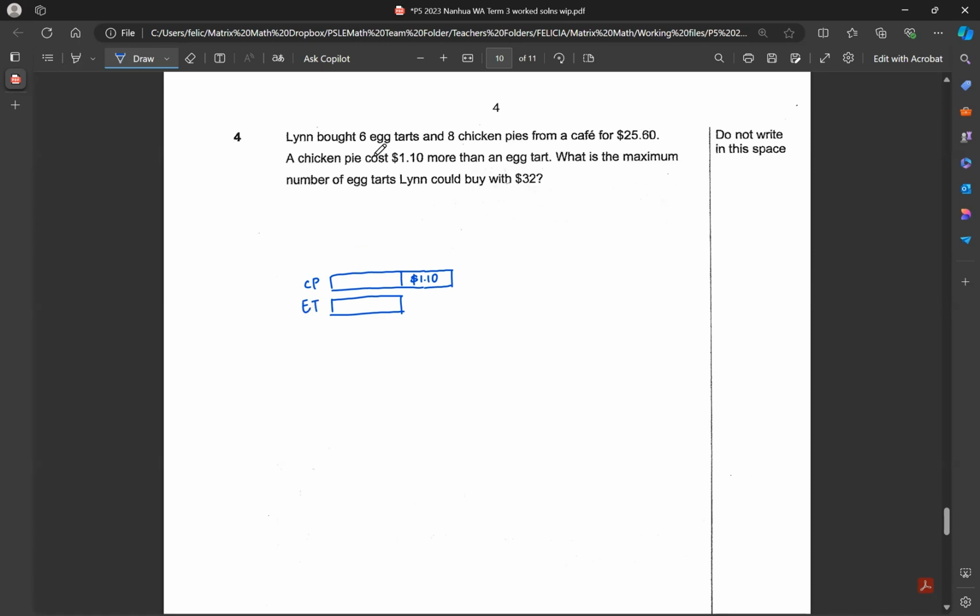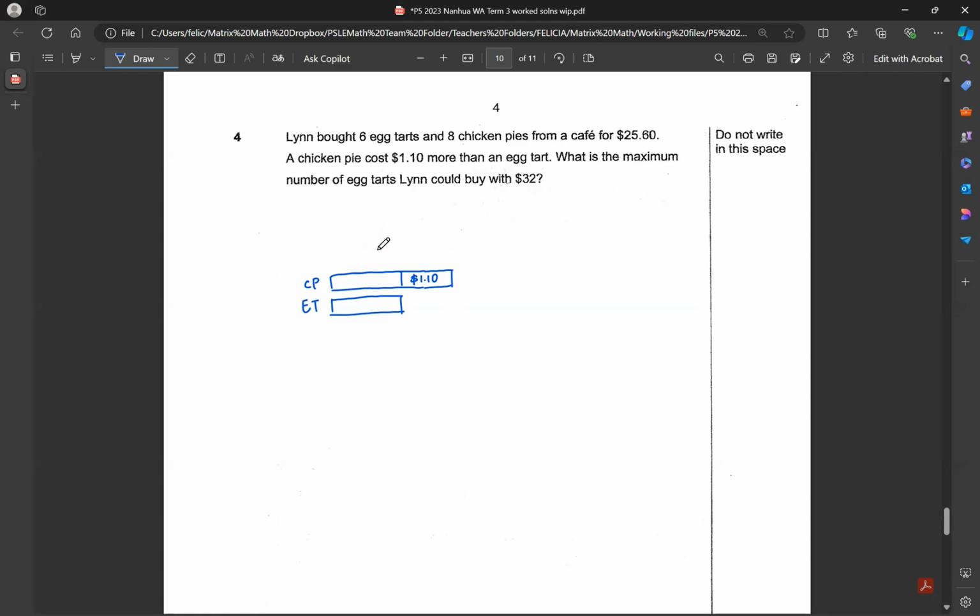So now if you read back the 6 egg tarts and 8 chicken pies to cost 25.60, you are supposed to stack 6 egg tarts model below. You are supposed to stack 8 chicken pies model on top. Okay, now but the thing is 6 and 8 is a pretty huge number to work with. It's like 14 models. Imagine 14 layers of model. All right. So actually, if you don't want to work with 14 layers of model, can.